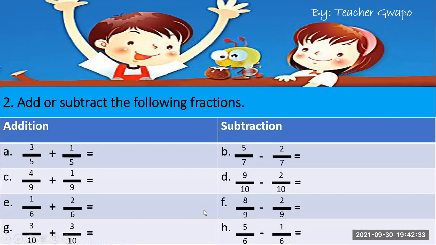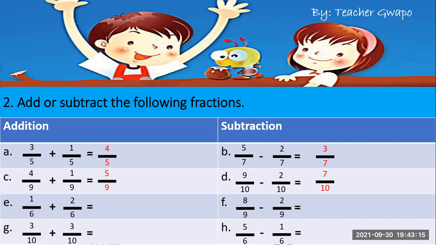Now let's try to answer in your book on page 88. Okay, page 88. In this column, you will see addition, and the other side is subtraction. Letter A, 3 over 5 plus 1 over 5. It's easy. Just copy the denominator, this is 5, and we will add the numerators. 3 plus 1 is equal to 4. So that is 4 over 5. Letter B, subtract. The same denominator, just copy 7. 5 minus 2 is 3. That's 3 over 7. Letter C, the same denominator, that is 5 over 9.